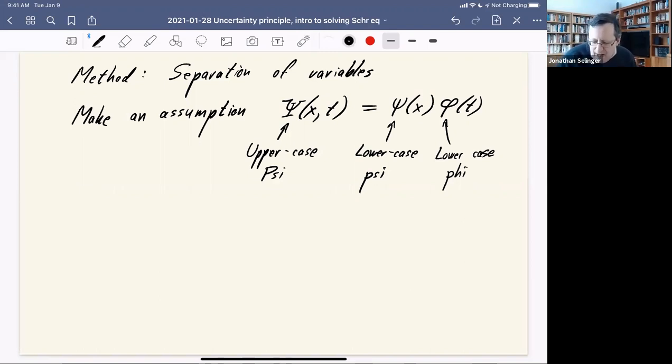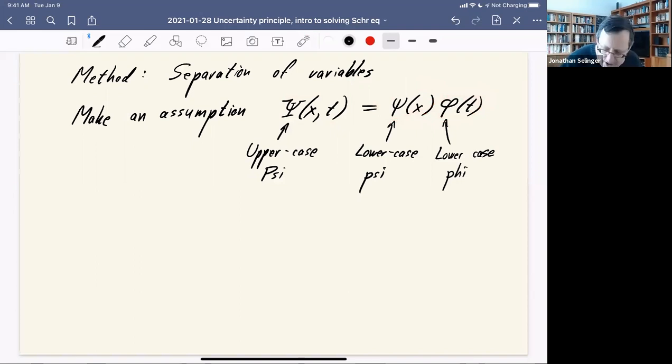Okay, so what we're saying here mathematically is a pretty strong assumption, right? This is an assumption about a function of x and time, which might involve x and time in some complicated combination of ways. And here we're supposing, well, maybe it involves x and time in a particular way, that it's a function of x times a function of time. Okay.